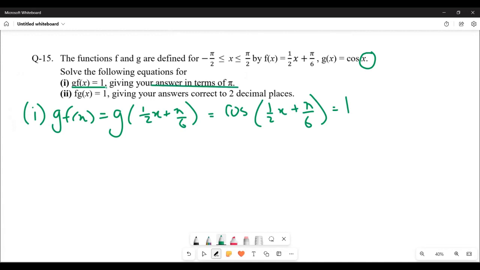Okay, so I'm going to take cos inverse 1. What is that? It's 0, right? Yes, it is 0. So I'm getting half x plus pi by 6 equals 0. And then half x equals minus pi by 6, x equals minus pi by 3.